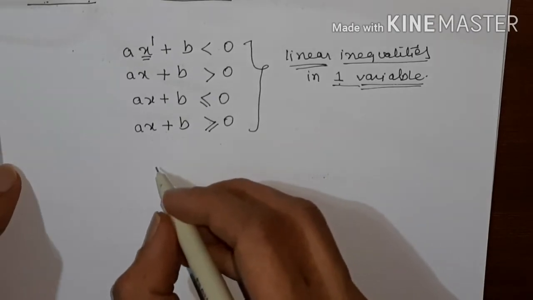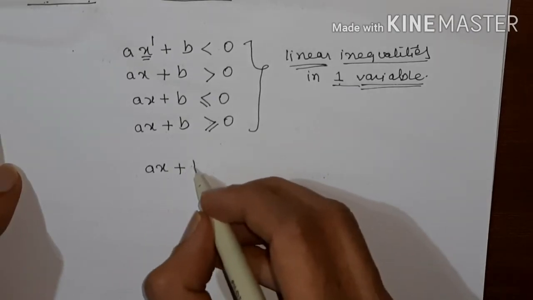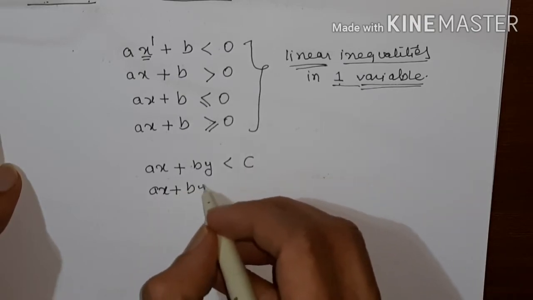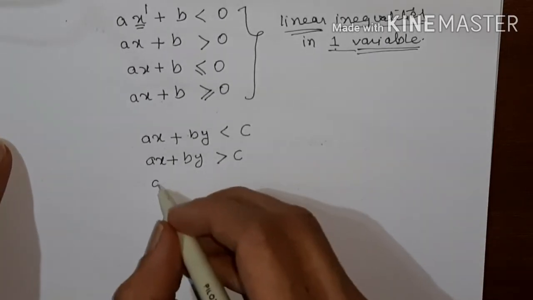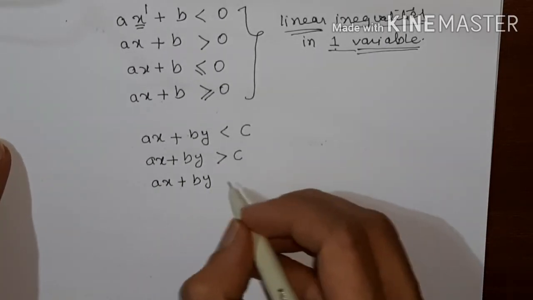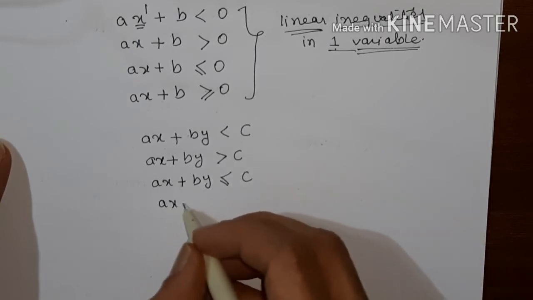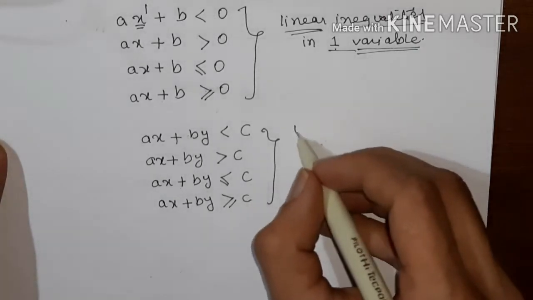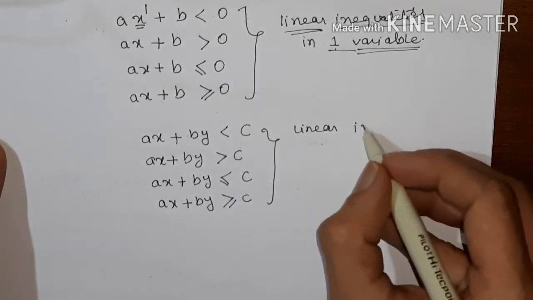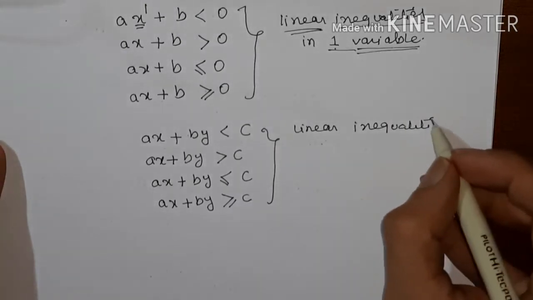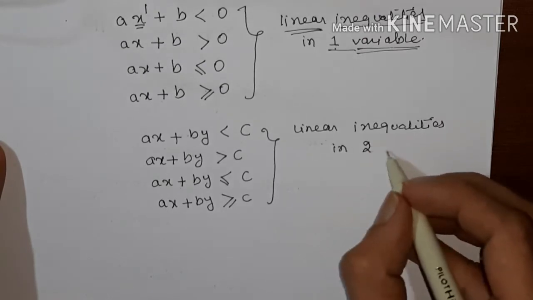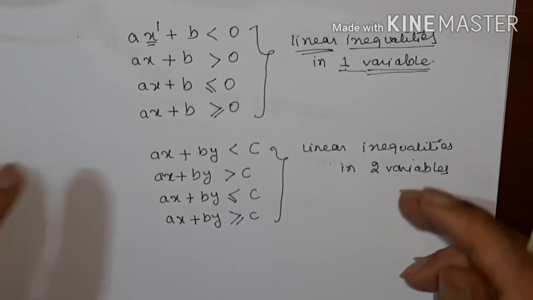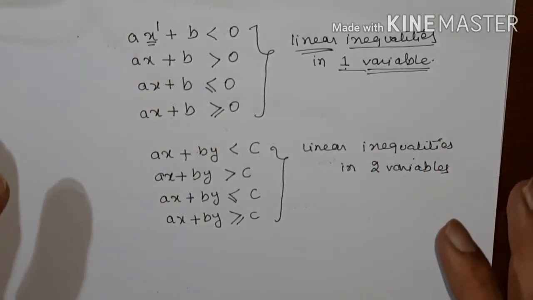Now suppose you can have inequalities of this type also: ax plus by less than c, then ax plus by greater than c, then ax plus by less than or equal to c, and ax plus by greater than or equal to c. So all these inequalities are again known as linear inequalities in two variables. This type of inequalities we are going to study in this chapter.